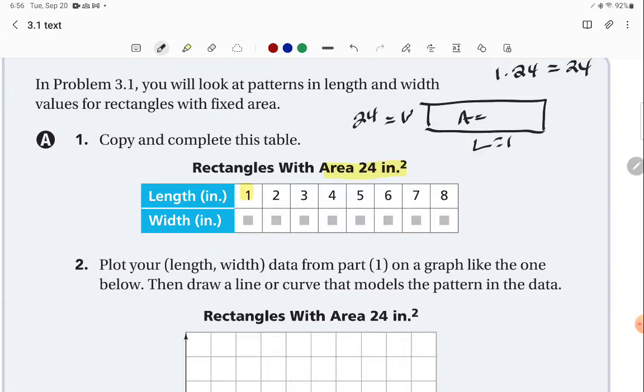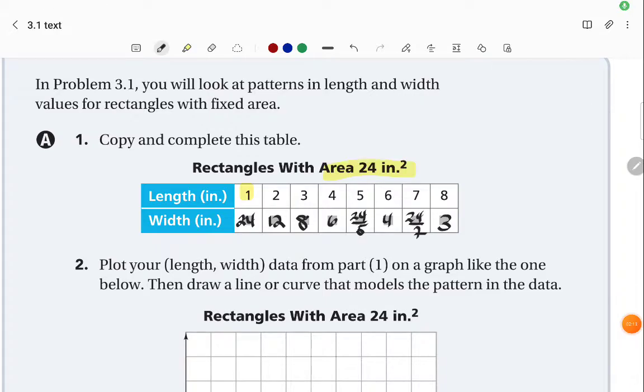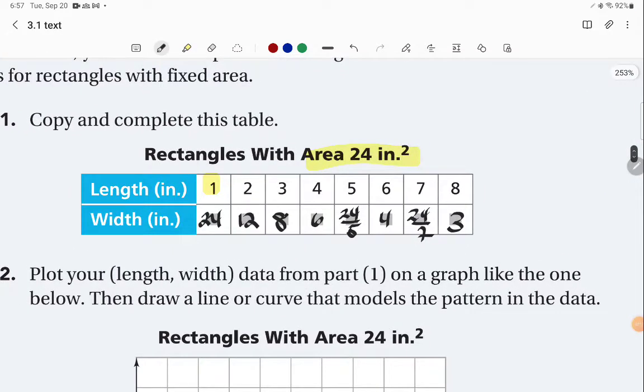We're going to answer all those questions. If the length is 2, what does the width have to be? All the way through 8. So go ahead and pause the video, do that, and come back. Go ahead and check your answers. When the length is 1, you should have a width of 24. When the length is 2, it should be 12, 3 should be 8, 4 should be 6, 5.